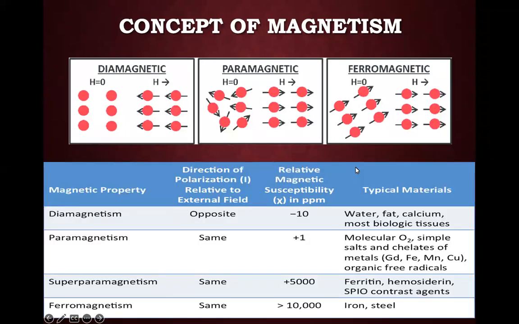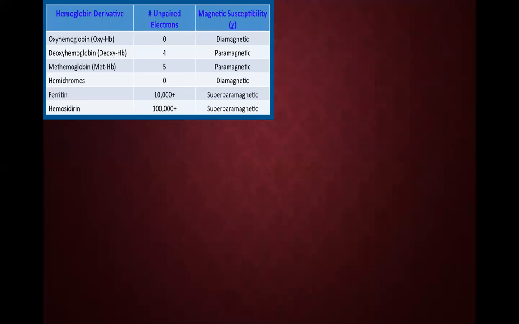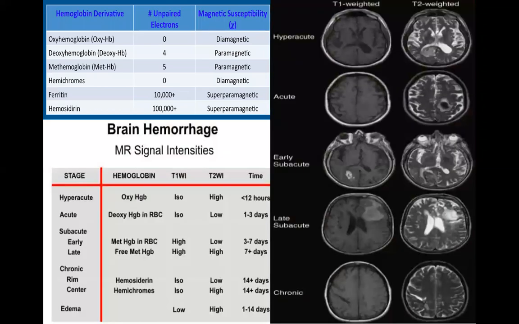This is because each of the tissues in the body has a different amount of magnetism, which is used to grade the blood, for example to age the bleed. Oxyhemoglobin is a diamagnetic substance. Deoxyhemoglobin is paramagnetic, and gradually you come to hemosiderin, which is superparamagnetic. Based on this, we can tell the age of the bleed. In a hyperacute bleed, T1 will be iso because of oxygenated hemoglobin.